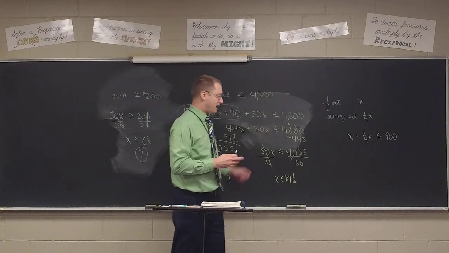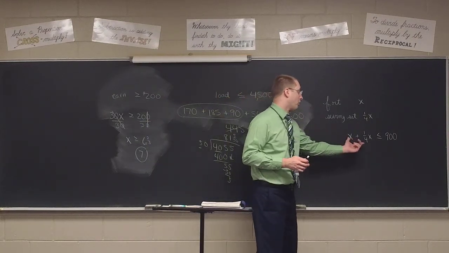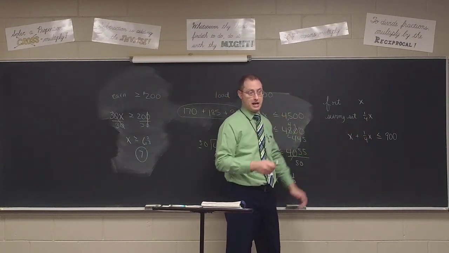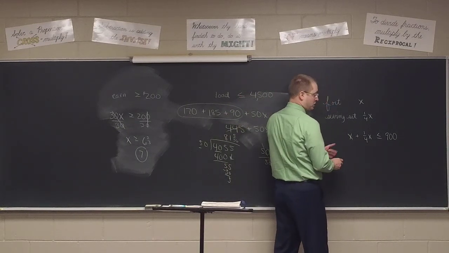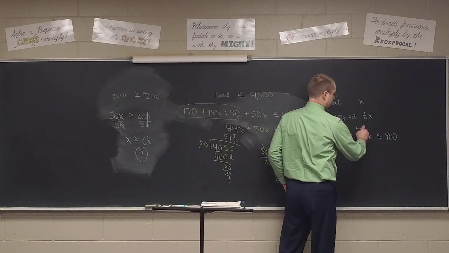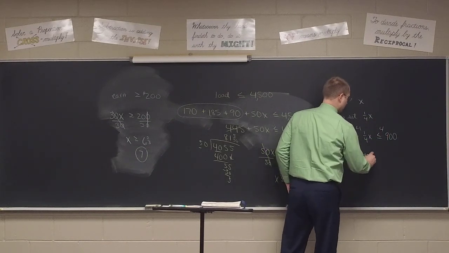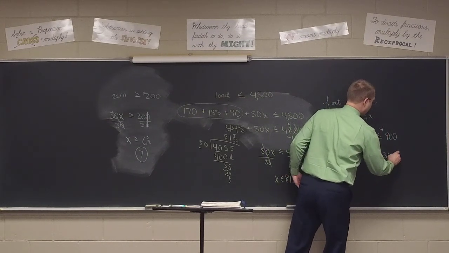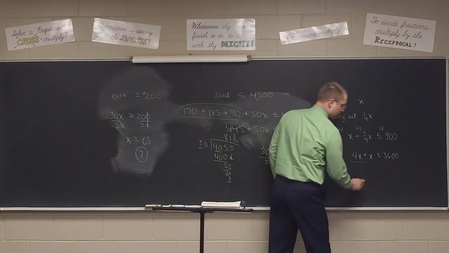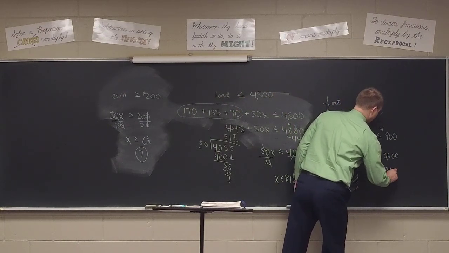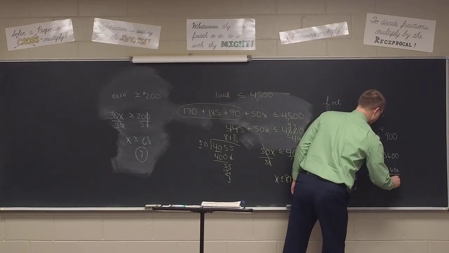All right, from here, we've got a couple options. We could go ahead and combine, or we could clear the fraction out. What did you do, Maddie? You multiplied everything by 4, and what was your equation then? There we go. We'll combine the x's together, Brecken. 5x has to be less than or equal to 3,600. We'll divide both sides by the 5.